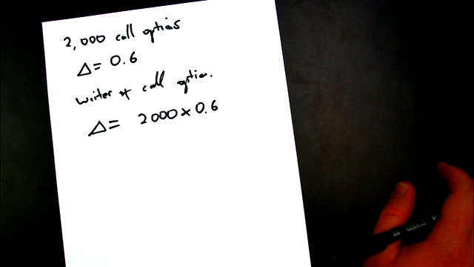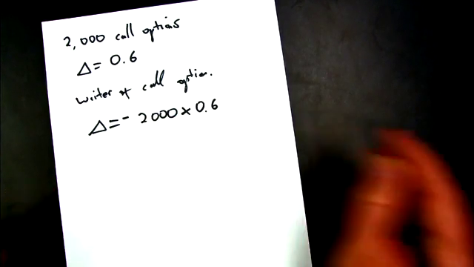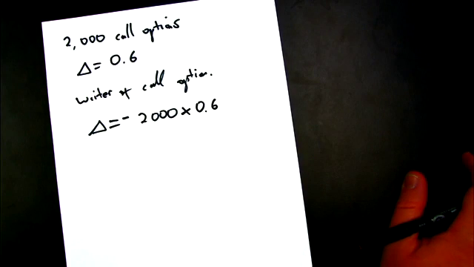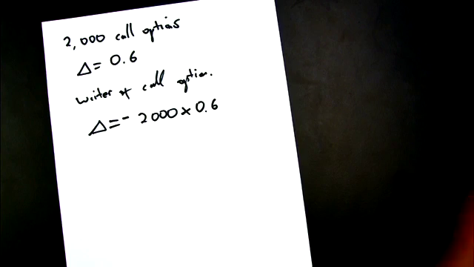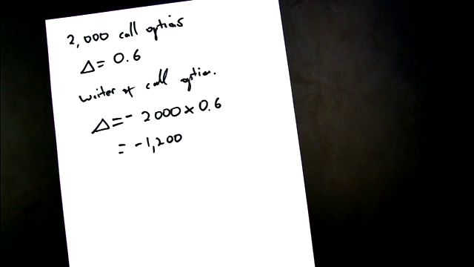Okay, but as the asset price increases, am I worse off or better off as the writer of a call option? I'm worse off, right? Because I've got to pay someone more money. So really I've got a negative delta. I'm negatively impacted if the price of the call options goes up. So I've got a total delta of negative 1,200.